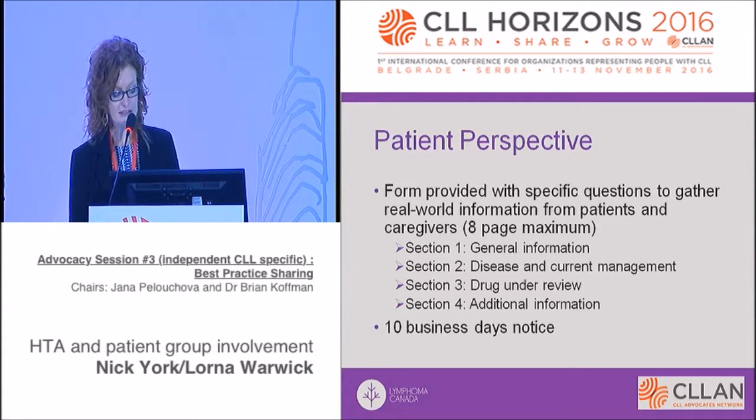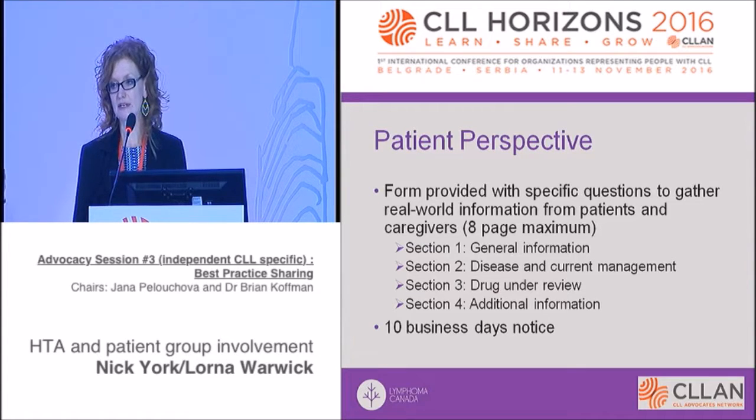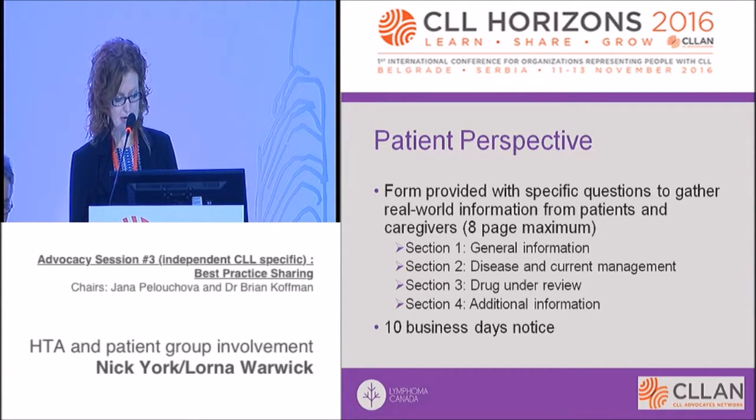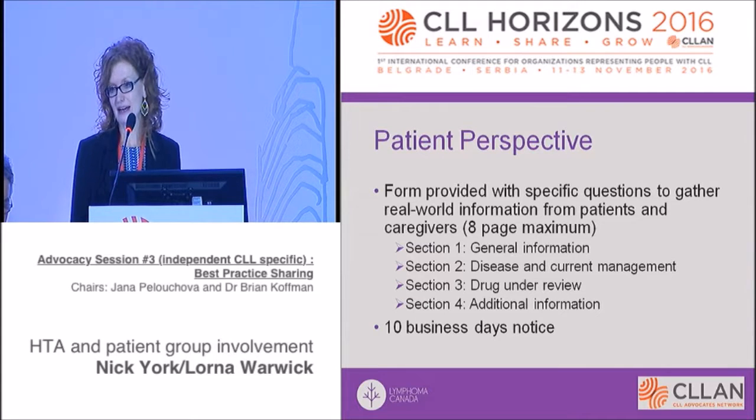So to provide the patient perspective, we are given a very specific form to fill out. So it's not like we can just put whatever we like. We're restricted to gathering certain types of information and presenting it in a maximum of 8 pages. They are very picky. If you give them 9 pages, the 9th page gets thrown out, right?